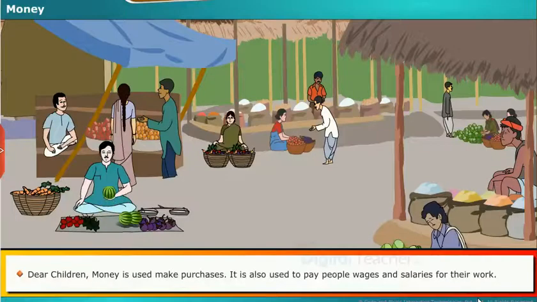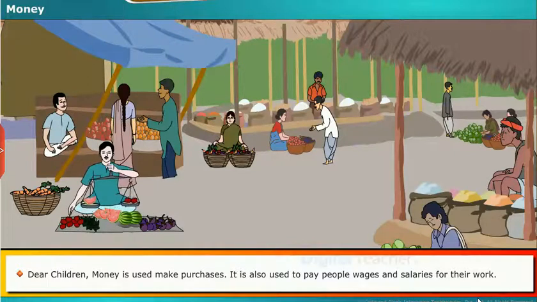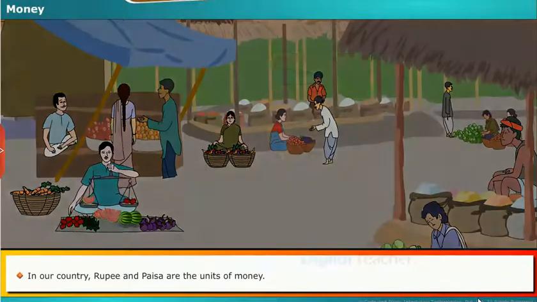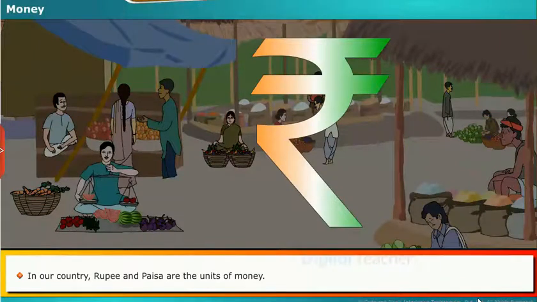Dear children, let's learn about money. Money is used to make purchases. It is also used to pay people wages and salaries for their work. In our country, rupees and paise are the units of money.